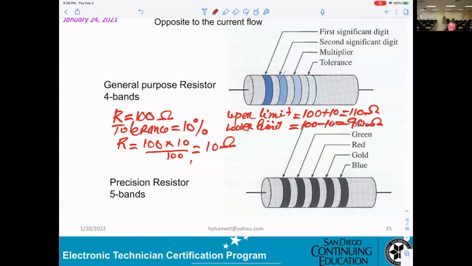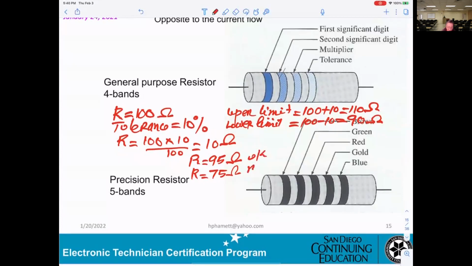So when you measure, you get R equal 95 ohm. Is it okay or not? It's okay. The thing is, it's in the range from 90 to 110 ohm. Accepted. However, if you get R equal 75 ohm, no, it's below 90. That's out of limit. So that's not good. That one is okay, and that one is not okay.